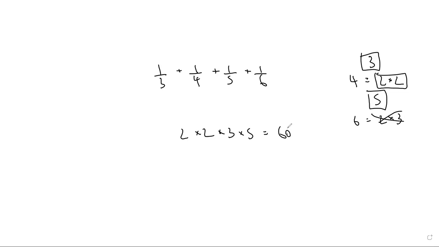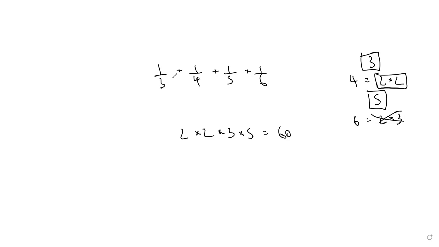60, that seems to make sense. So that works for 3, that works for 4, it works for 5, and it works for 6. And nothing lower would work. The only thing that would hypothetically work might be 30, but that's not divisible by 4. So 60 is what we'll use. And to save time, I'll just alter the fractions right here.